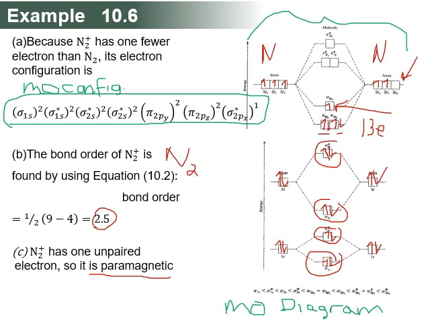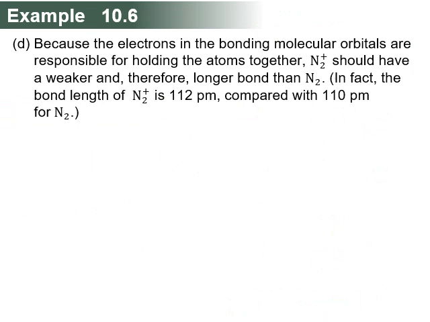And it's paramagnetic now that it has an unpaired electron. And the bond length would be longer. And that's what this slide is illustrating, because the electrons in the bonding molecular orbitals are responsible for holding the atoms together. N2 should have a weaker and longer bond.